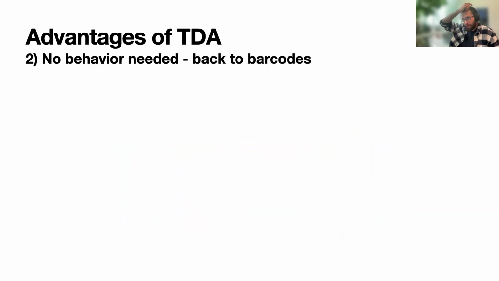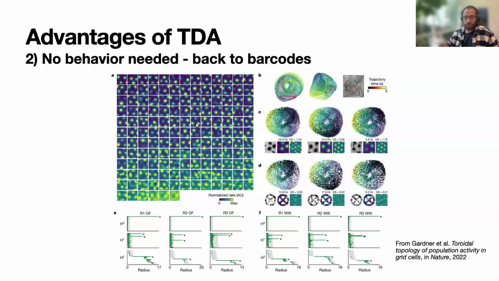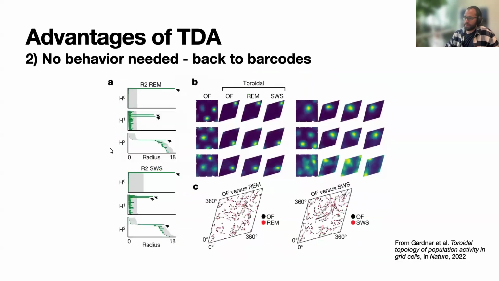Okay, one more example of this, these cases where I don't have behavioral correlates. So we'll go back to the barcodes. I showed you earlier these barcodes for grid cells during basically awake exploration. These are 3 rats during open field. OF is for open field exploration. We see the hallmark barcodes of a torus here, as well as during wagon wheel. That's this sort of wagon wheel looking maze here. But remarkably, the same type of population activity persists during REM sleep and slow wave sleep.